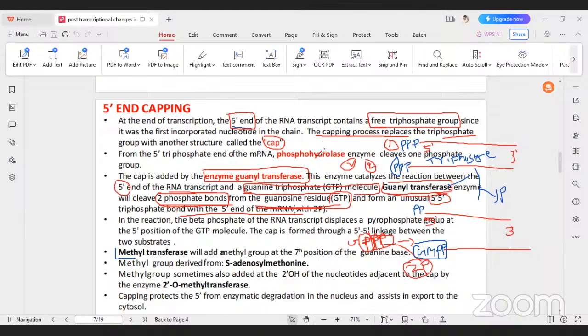So far two enzymes completed. One is triphosphatase enzyme. Second is guanyl transferase enzyme. Now the third enzyme is methyl transferase enzyme.